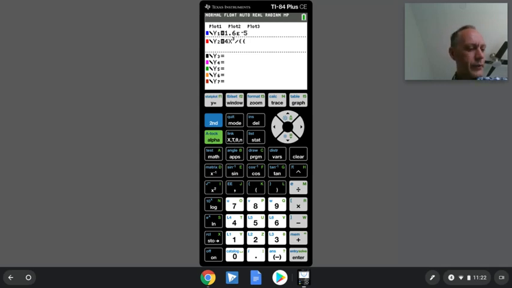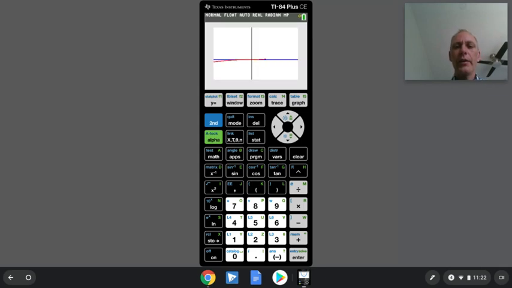double brackets. Where did it go? 0.50 minus 2x, brackets, squared. Okay, so just double check it. That looks good. I'm ready to graph it. I hit the graph button, and there is my graph.